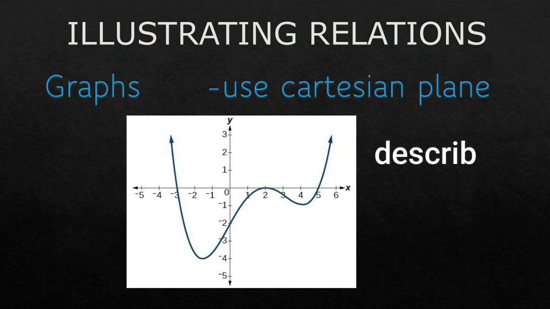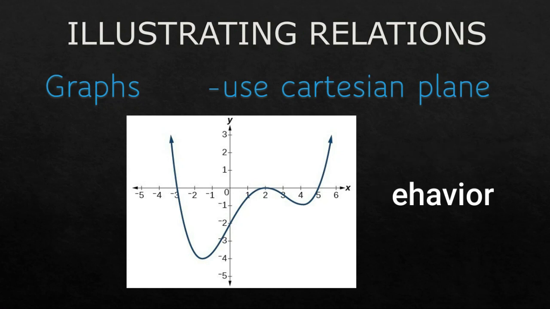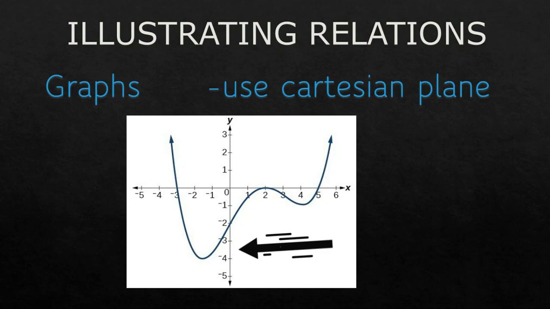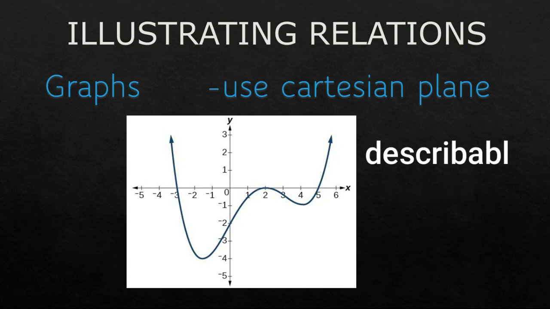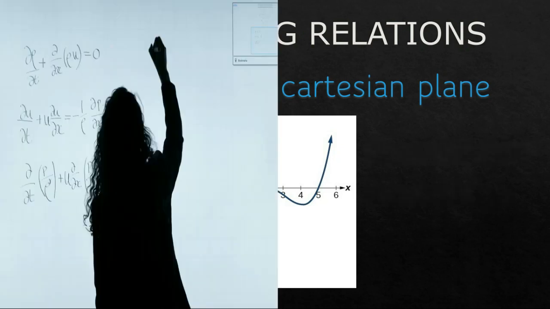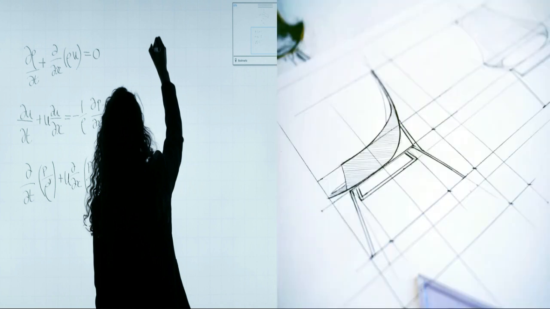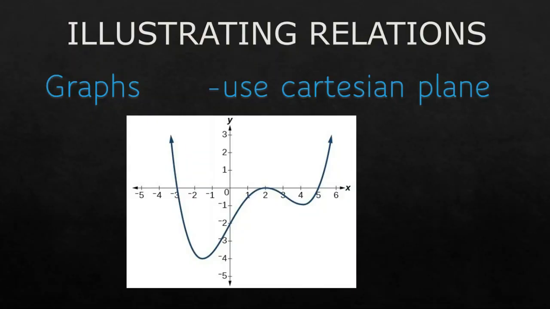Every graph shows how a relation behaves. Makikita nyo rin dito kung papaano gumagalaw ang isang relationship sa math. Halimbawa na lamang ng graph na ito, na umuusad o gumagalaw sa iba't ibang aspeto. Graphs are also used to translate solutions into a describable knowledge. Mula sa mga solutions ng math, ang graph ang nagsisilbing tagapagpaliwanag ng mga nangyayari sa isang relation.